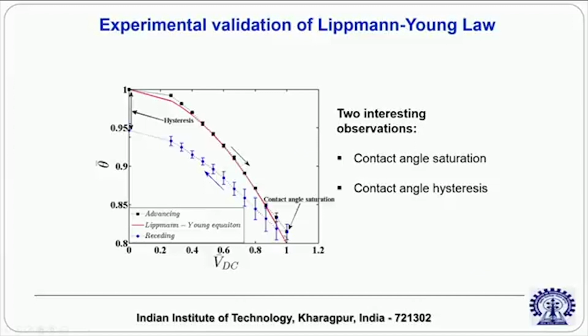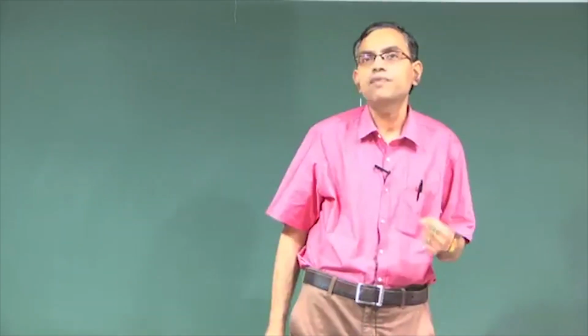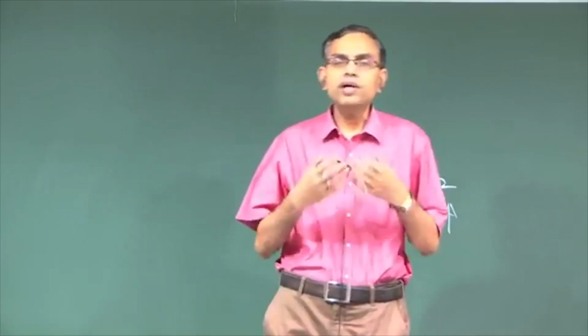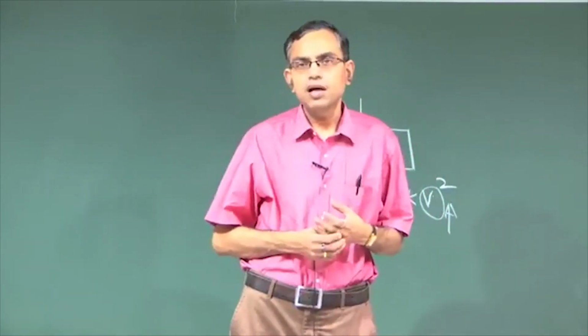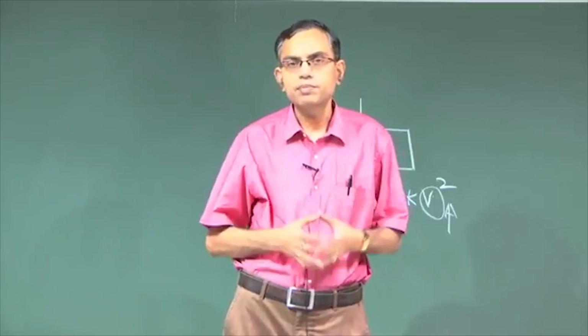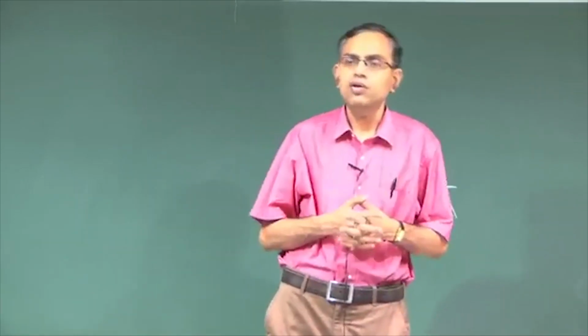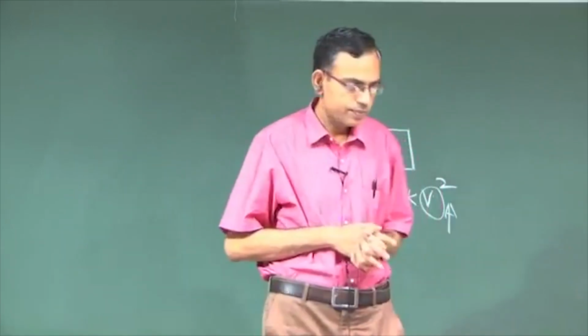The other phenomenon is that if you reverse the bias, reverse the voltage, you will see that the way in which the contact angle decreased is not the same way in which the contact angle increases. So, there is a hysteresis. Contact angle hysteresis and contact angle saturation are two very interesting phenomena, and believe it or not, no very good theory has yet been developed to explain this to the satisfaction of researchers. But if you look into the research of droplet based transport or droplet based microfluidics, you will see there is a lot of work on contact angle saturation and contact angle hysteresis.